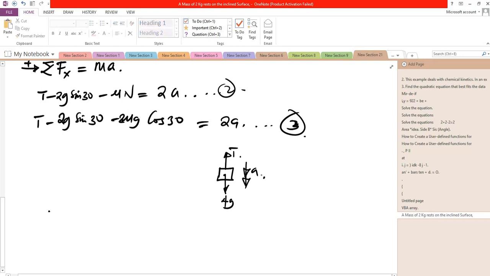Let me now, for this body, let me say local definition of the coordinate of these forces. I will say here is y, this is x. Now the forces along the x-axis, there are no forces along the x-axis, so I will not consider that. Now the forces along the y-axis is equal to the mass times acceleration.